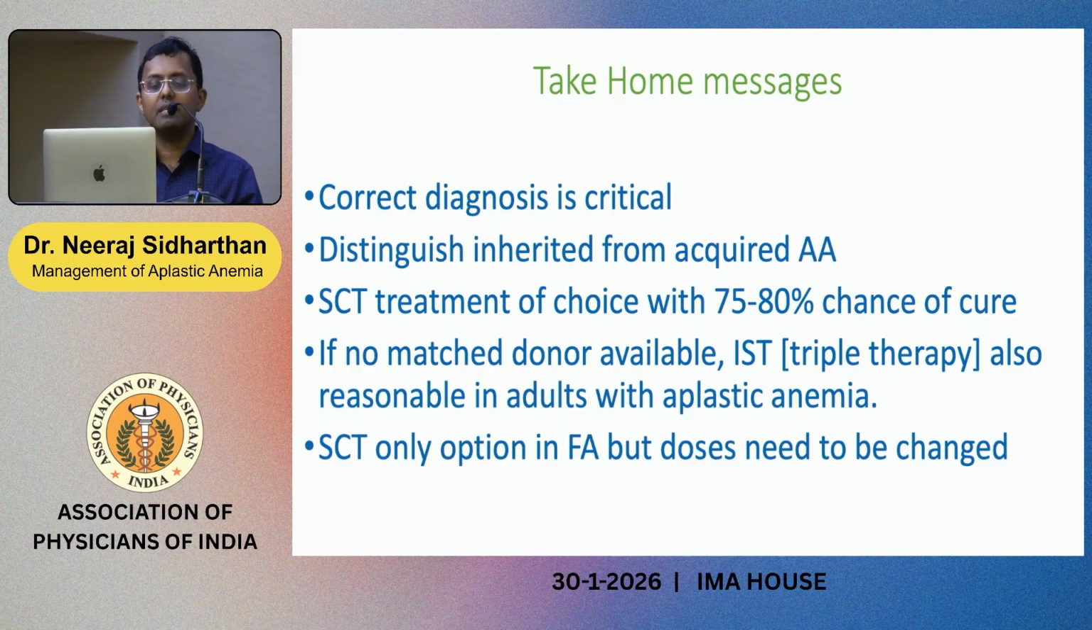Stem cell transplant is the treatment of choice with more than 75% chance of cure. And if there is no matched donor available, or if you are an older patient, immunosuppressive therapy with 3 drugs is also reasonable in adults with aplastic anemia. And for inherited bone marrow failure, transplant is the only option for cure, but doses need to be changed.